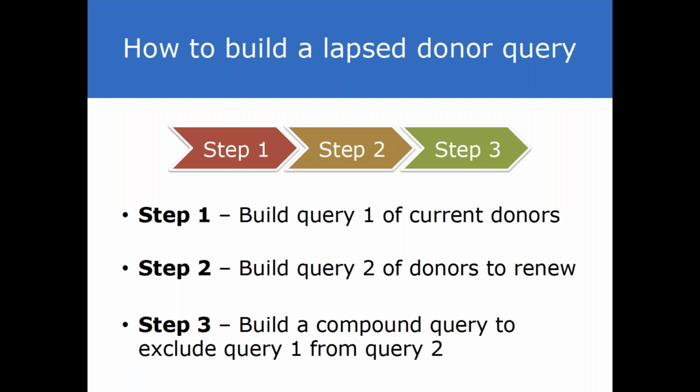Finally, you want to set up a compound query to exclude the donors that gave already, which is your first query, from the donors that gave before that you want to renew, which is your second query. So that ultimately you're left with only the donors that gave before but have yet to give in the current period. This is your lapse donor query.